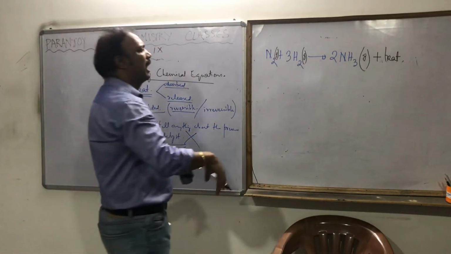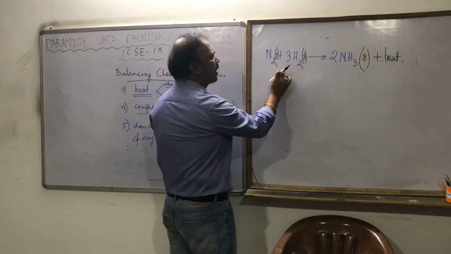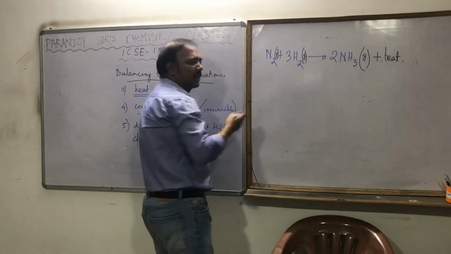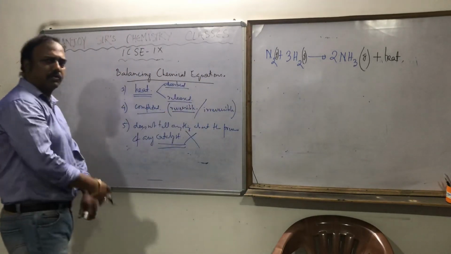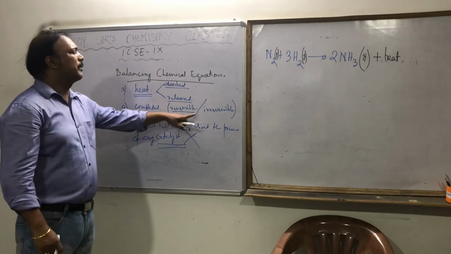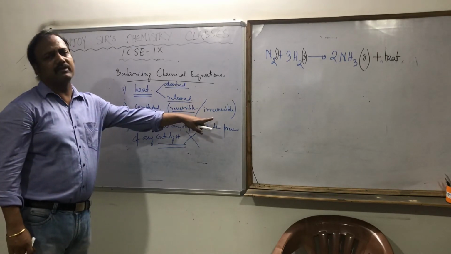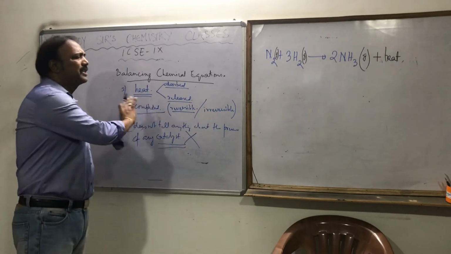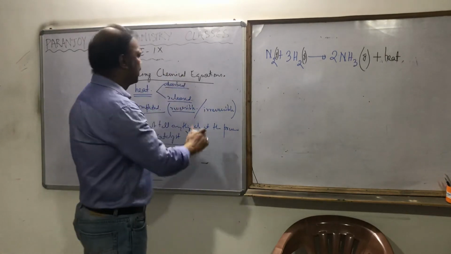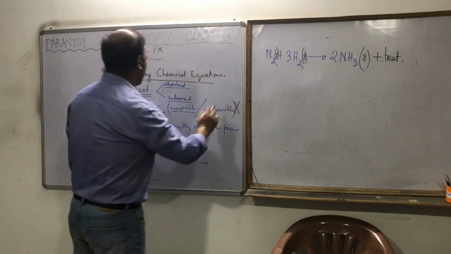If heat had been absorbed, then I would have written plus heat on the reactant side. This plus heat means heat is absorbed and then the product is produced. Clear? Okay. Then whether the reaction is complete, reversible or irreversible, we didn't write. That also, at this moment, I am not going to explain. We can do that, but we are not going to do this. So this is also beyond your scope.